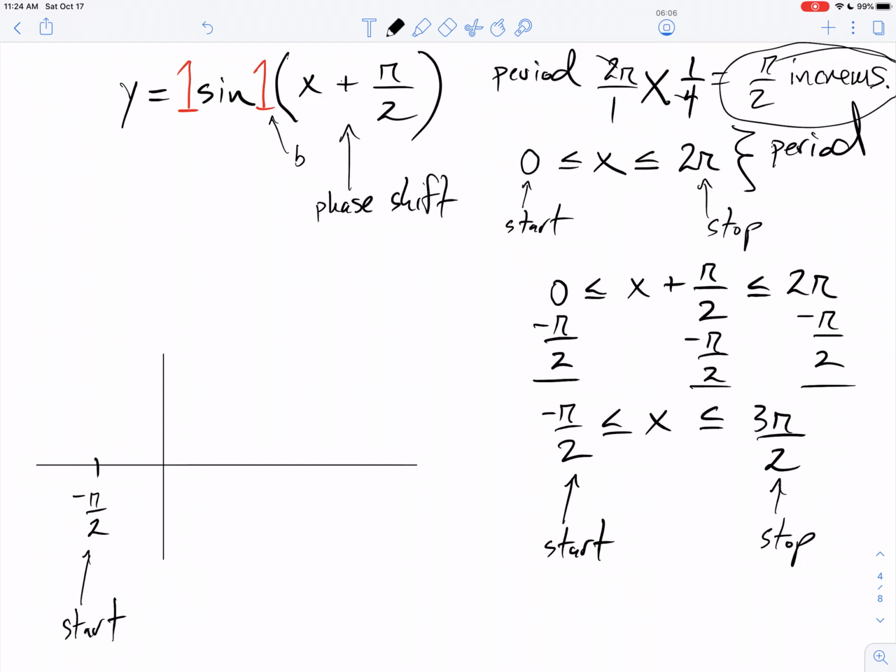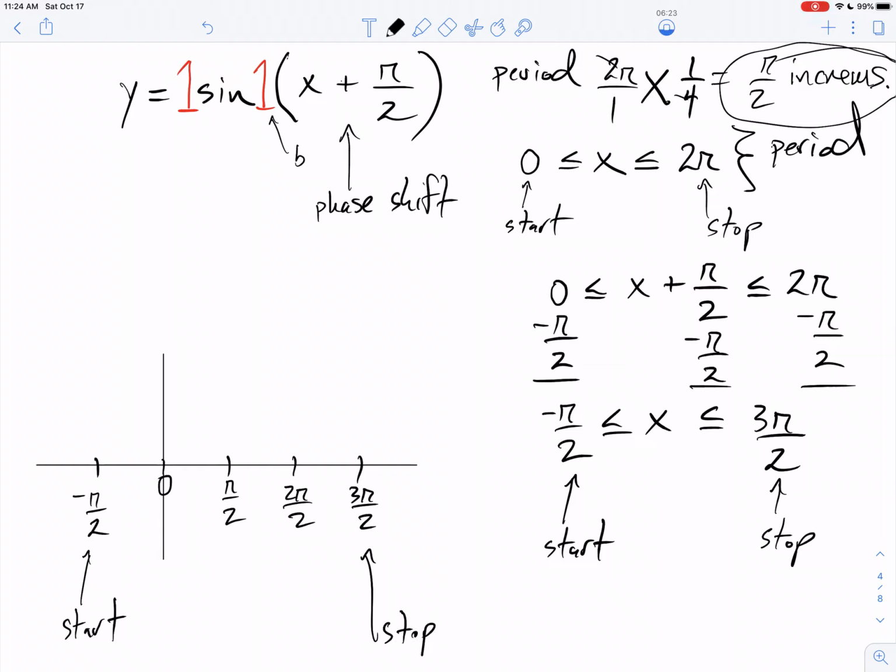I'm going to go up pi over 2 units. That would put me right here at 0. Then I'd go one more. That would be pi over 2. Then I would have 2 pi halves. Then I would have 3 pi halves. And that would be where I stop.